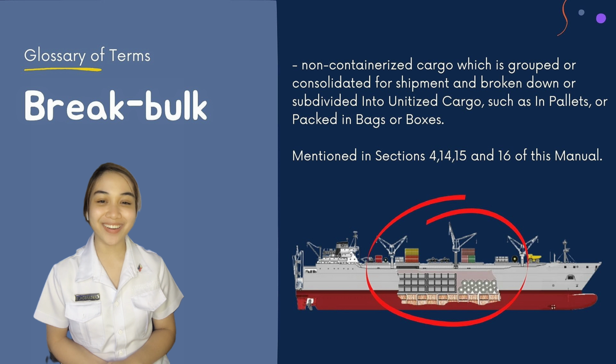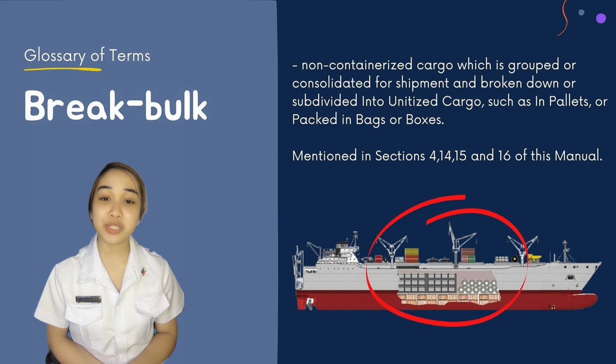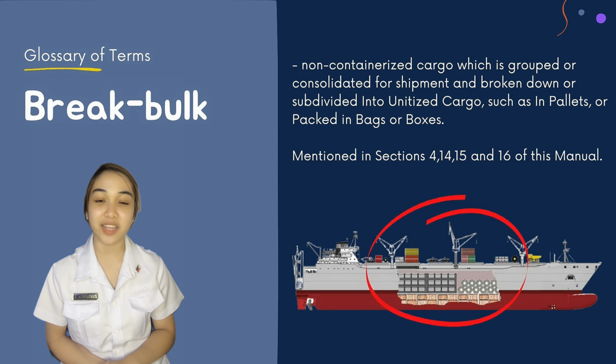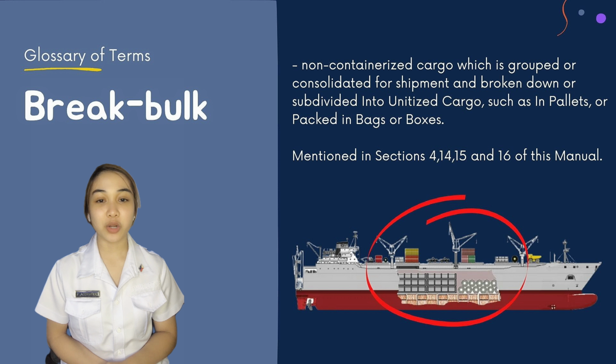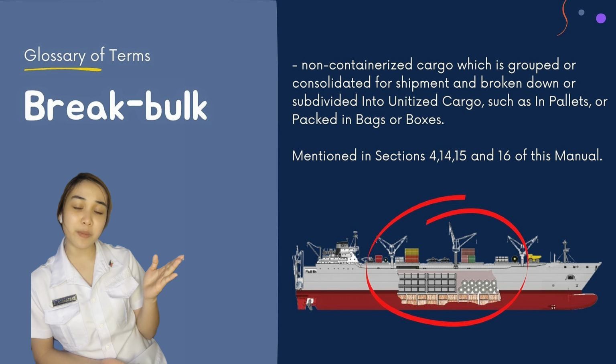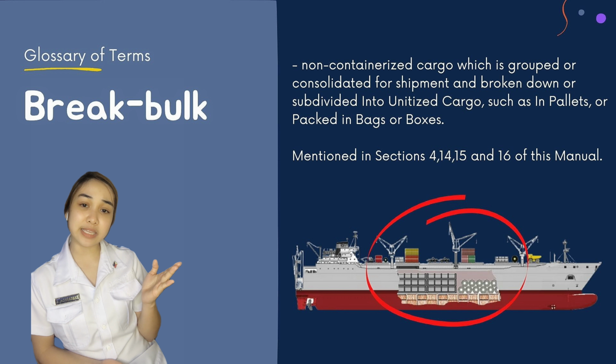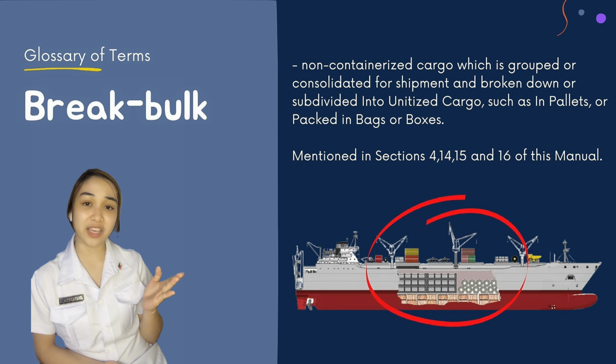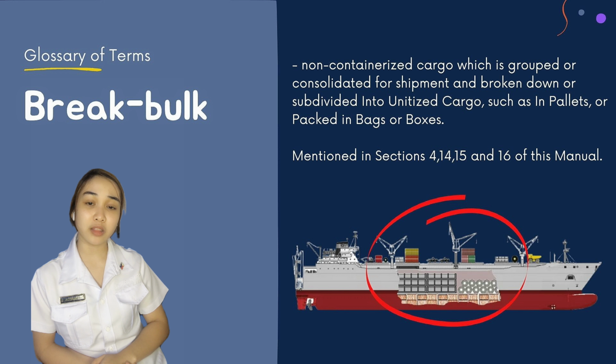Break bulk is non-containerized cargo, which is grouped or consolidated for shipment and broken down or subdivided into unitized cargo such as in pallets or packed in bags or boxes. As you can see in this picture in the middle of the ship, the different commodities is packed with different packages, meaning they are not shipped in bulk but they are break bulk.